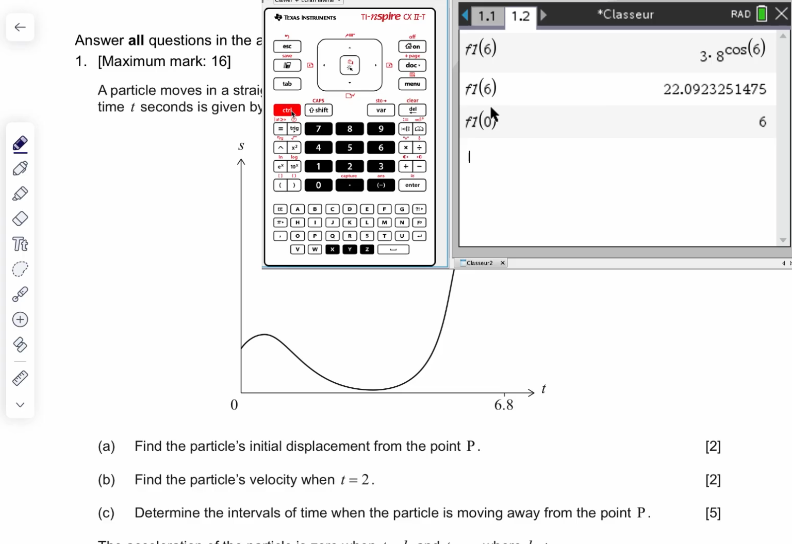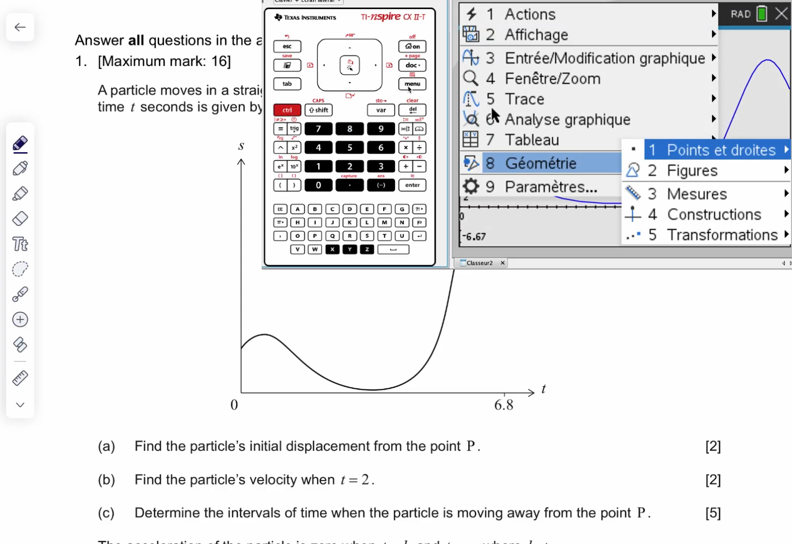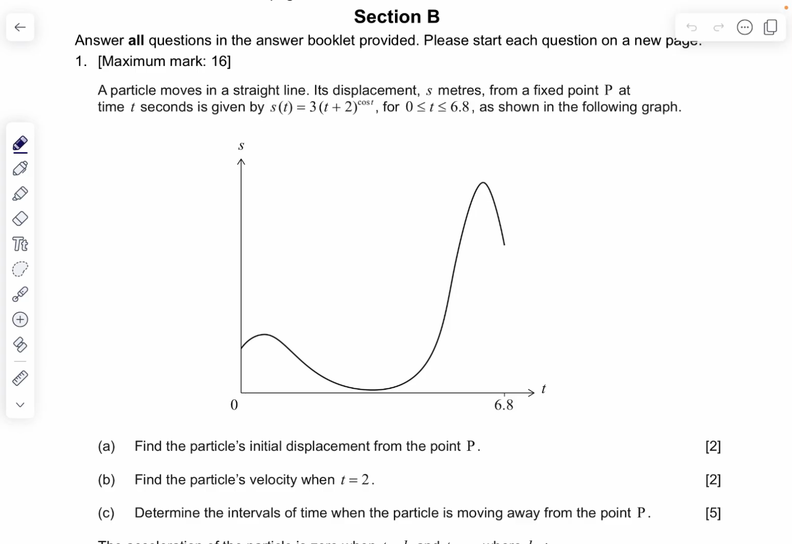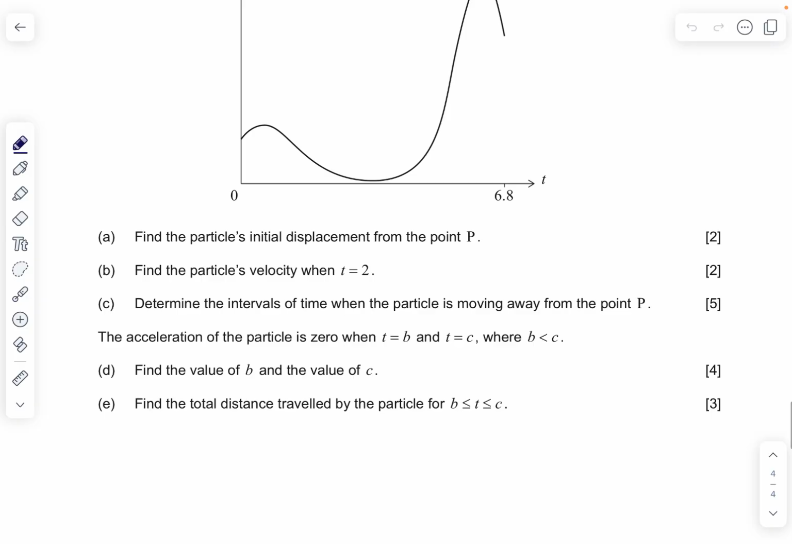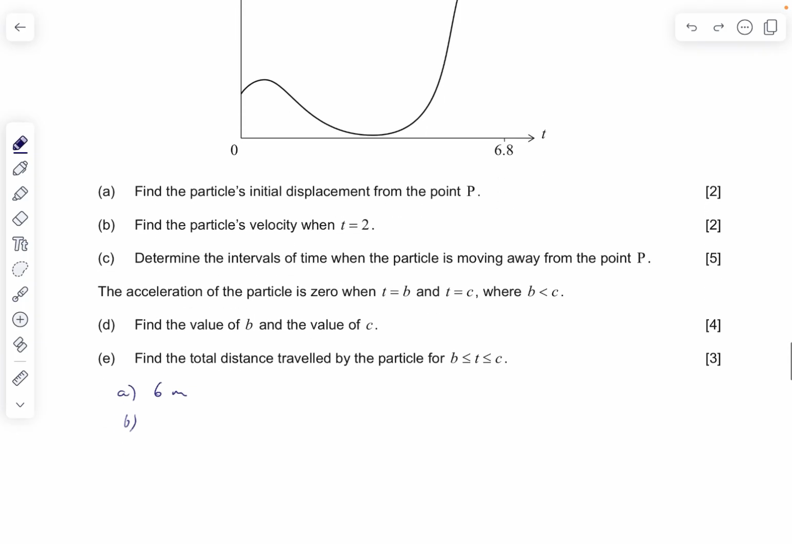And I can also do that on the graphs page. Go back a page and do menu, geometry, points and lines, point on, click on a point, and then escape from adding in points and put 0 there for my x value. It is 6. So the initial displacement is part A, 6 meters. And actually I can mark it on here. Actually I should draw a new graph to show what that looks like. So that is a graph like this.